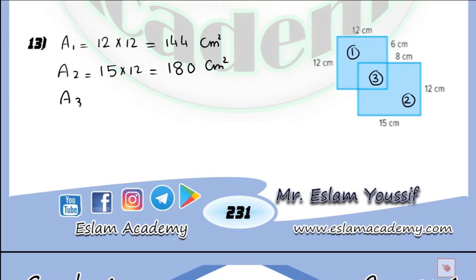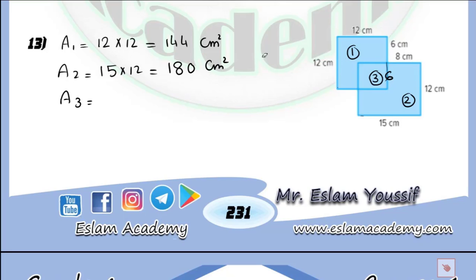After that, I will find the area of the overlapping part. We need to find the dimension. The length of this side equals to 12. So the opposite also will be equals to 12. Now we have the small part equal to 6. So 12 minus 6 will be equal to 6. That's the first dimension. Now the length of the side of the rectangle equals to 15. So the opposite also will be equal to 15. Once we have 8, so 15 minus 8 will be equal to 7.